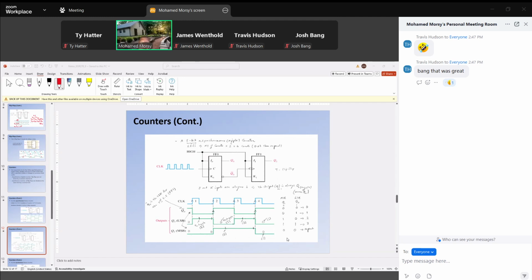Okay? Everyone sees the function of this counter? Any questions? Okay.